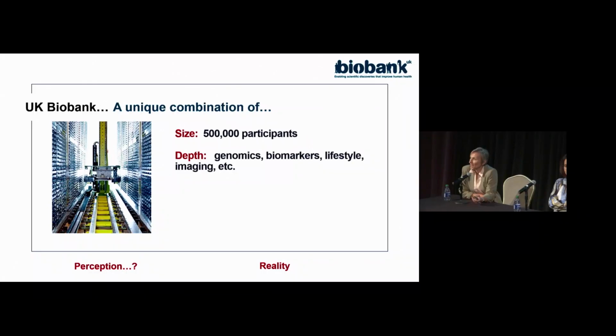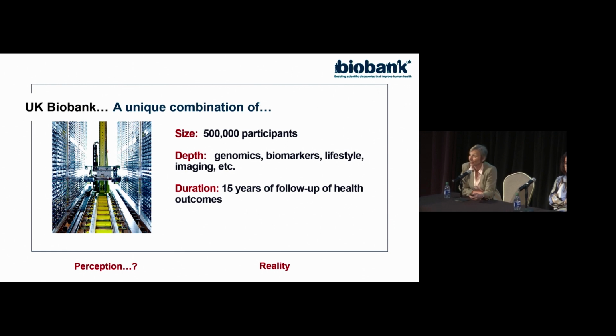And we collected an awful lot of data on all of these 500,000 participants: genetic data, lifestyle factors, physical measures, biomarkers, and so on. The third is the duration of follow-up. So in the UK, we're able to link to all 500,000 participants' electronic medical records, and we have done so over the last 15 years. So we have complete, comprehensive information on deaths, cancer, hospital admissions for all sorts of diseases, and now in really robust research into public health.